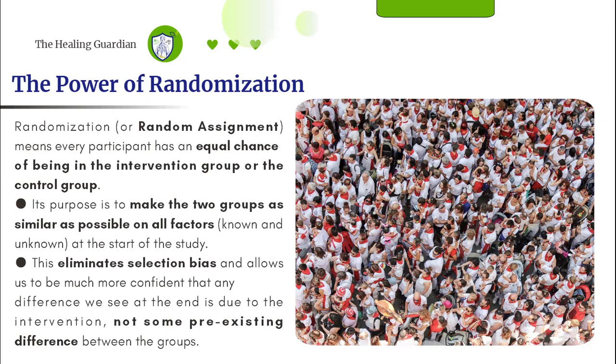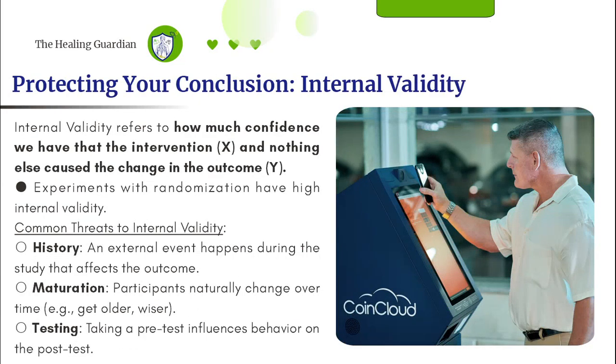Randomization also eliminates selection bias and allows us to be much more confident that any difference we see at the end of our study is due to the intervention, not some pre-existing difference between the groups. So in brief, randomization is like you are flipping a coin for every person that you come across. If it is head, you go to one group, tail, you go to the other group. So confounding is controlled for, and that is the power of randomization.